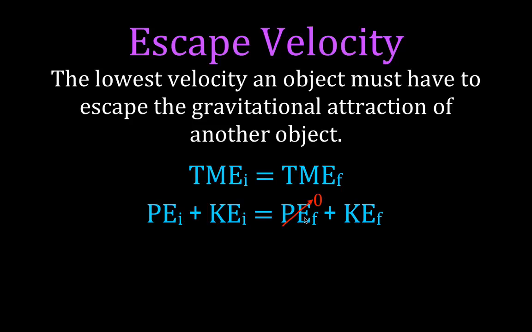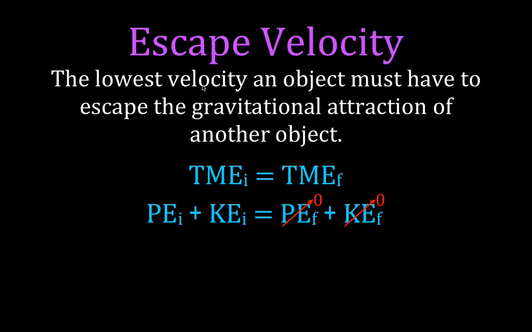Well, how do we get it to escape the gravitational attraction? We got it to escape by giving it some initial kinetic energy. Well, what happened to that kinetic energy? Well, that kinetic energy was used to overcome the gravitational attraction. So when there's no gravitational attraction, then that means all the kinetic energy has been used, and that means that the final kinetic energy is also 0.